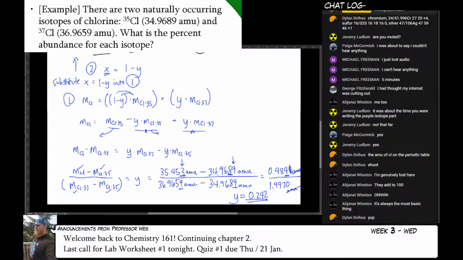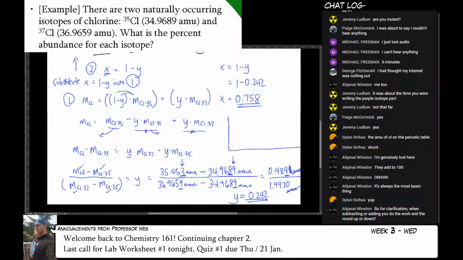Now that we know what y is, we can go up here and say, well, I know that x equals 1 minus y. So 1 minus 0.242. So x must be 0.758. When you're subtracting or adding, you do the work and then you do the rounding, so wherever it rounds to the correct place.